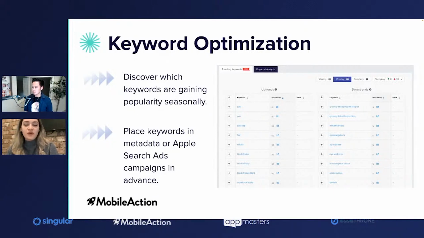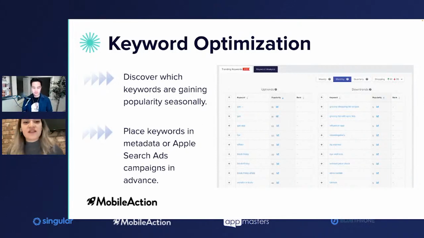The problem with the metadata here, especially if you have a relatively successful app with relatively good organic rankings, is that you're not going to have that much space to place these keywords, because the moment you delete a keyword to add something seasonal instead, you are losing rankings for that other keyword. And so this is where Apple Search Ads will come in and help us.